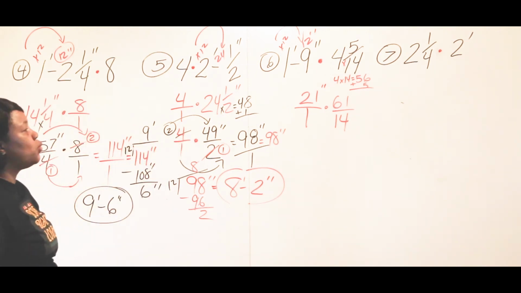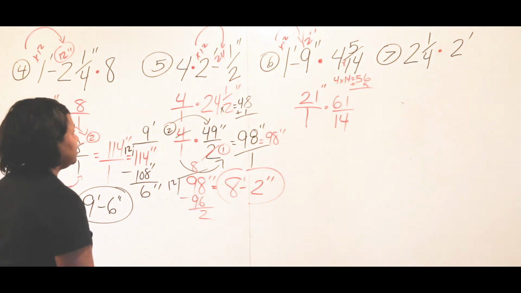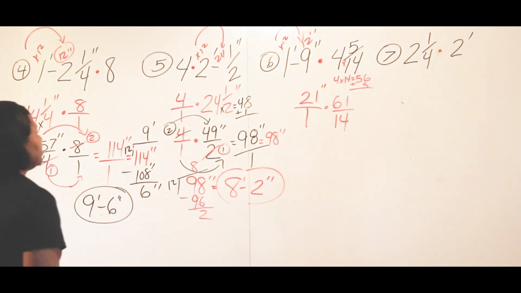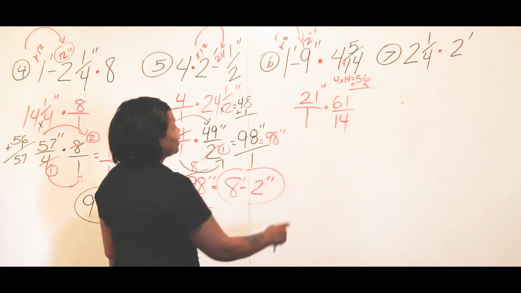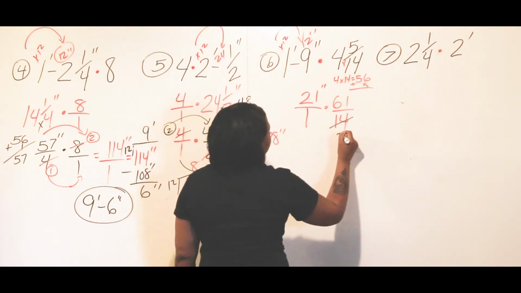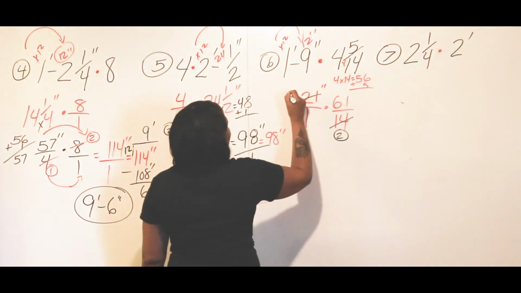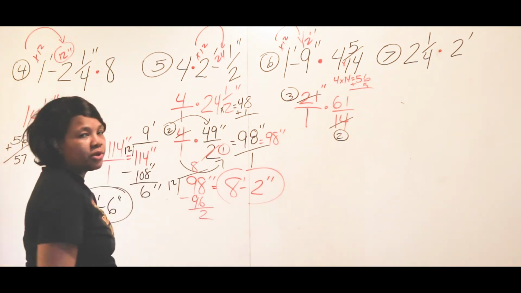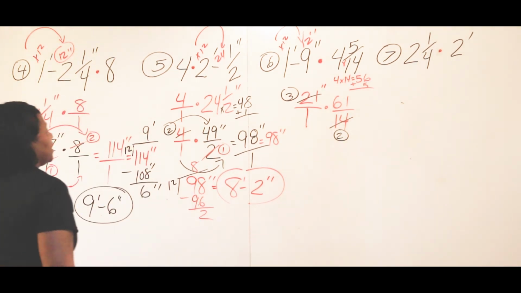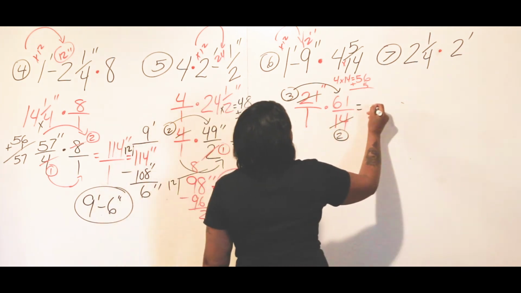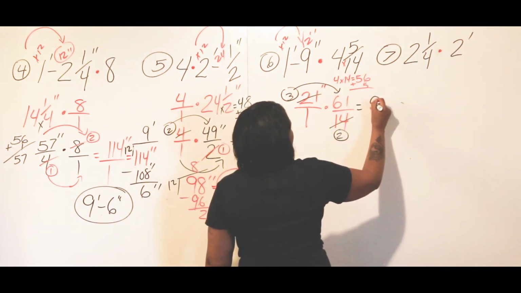Is there a number that can go on a 21 and 14 evenly? Yep. What number can go on a 14 and 21? We know that 7 can go on a 14 and 7 can go on a 21. Can we reduce 2/3? Nope. So we go to multiply that numerator times the numerator. 3 times 61 is 93.